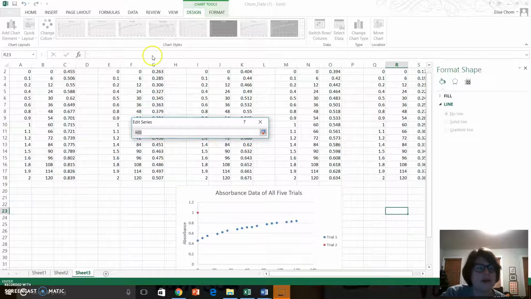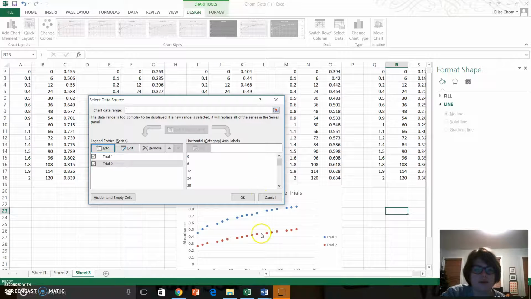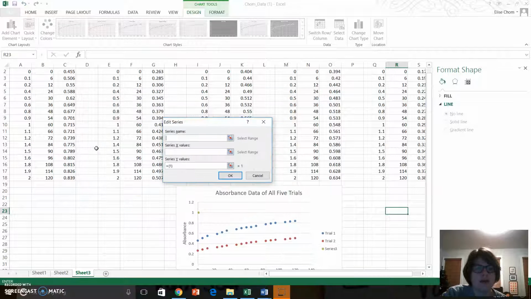Now I'm going to do my Y values. Here are my Y values. Highlighting all of those. Click here again. Okay. And if you see down on my graph, I now have 2 trials. So I'm going to add trial 3.